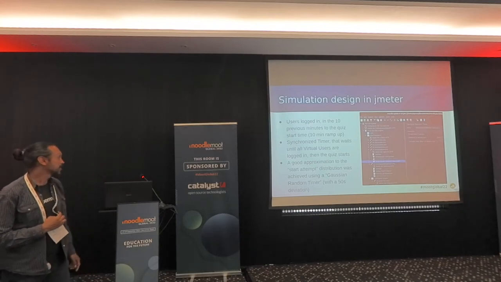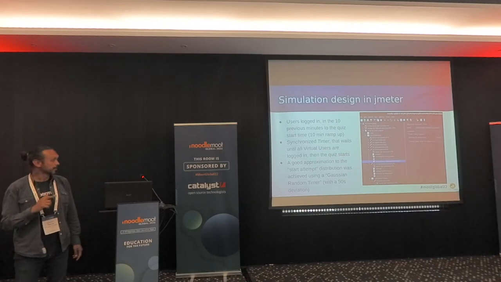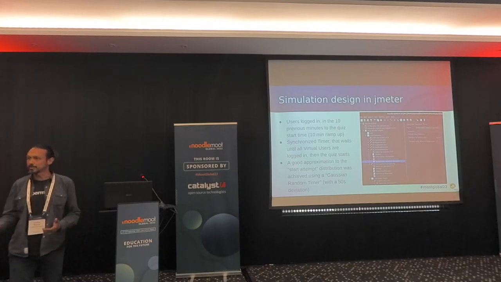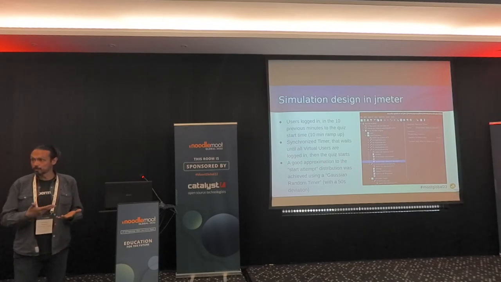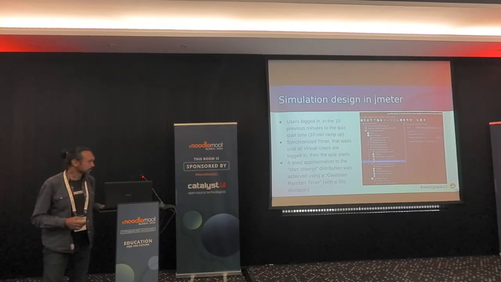And the good finding was that JMeter comes with a Gaussian random timer. And we found that with that timer, with a 50 seconds deviation, we can obtain a similar distribution as we've seen in real logs with real evaluations. That was important.